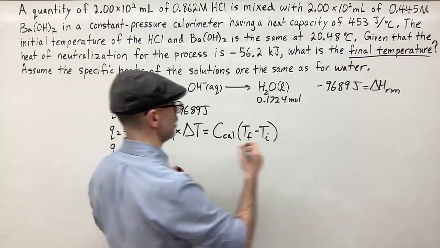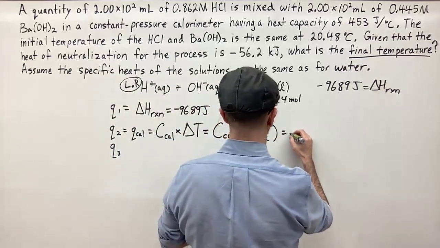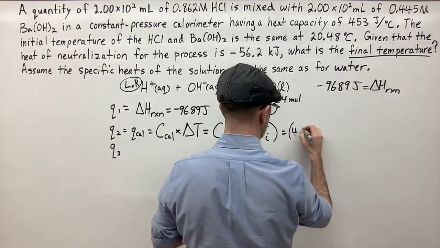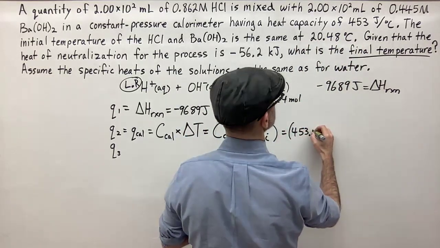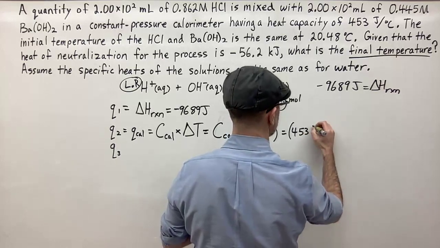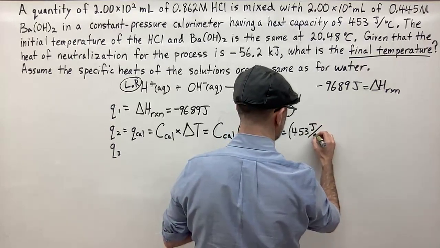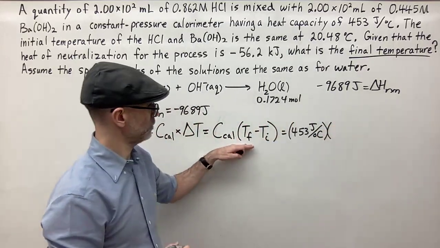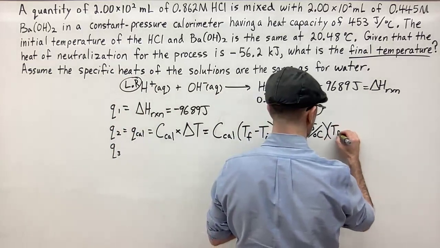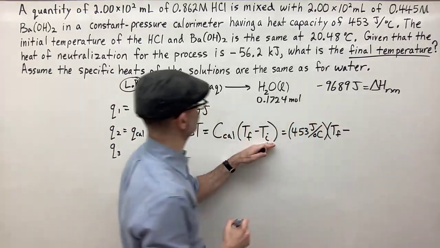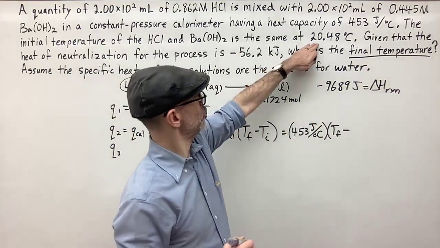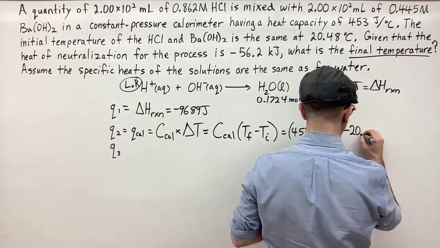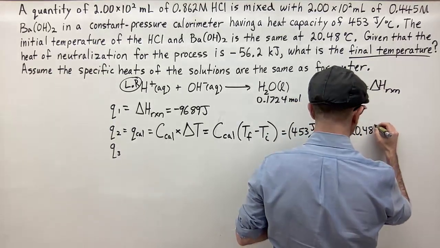And so then this is going to be equal to, of course, the specific heat 453. So that's going to be 453 joules over degrees Celsius multiplied by the final temperature, which is what we got to find, minus the initial temperature, which is what they gave us over here, 20.48 degrees Celsius.